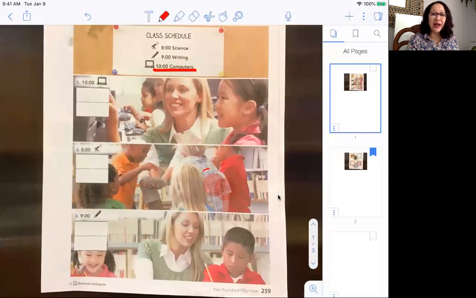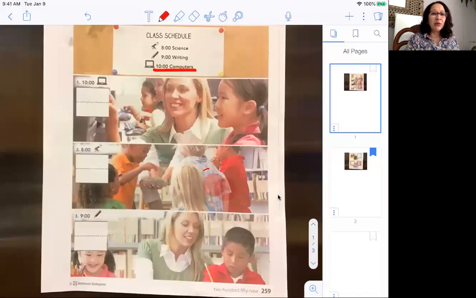What a nice teacher, right? And look at the little girl. She's really excited to learn. But what we're trying to get out of this lesson, boys and girls, is that there is a sequence in time that you are completing each subject.